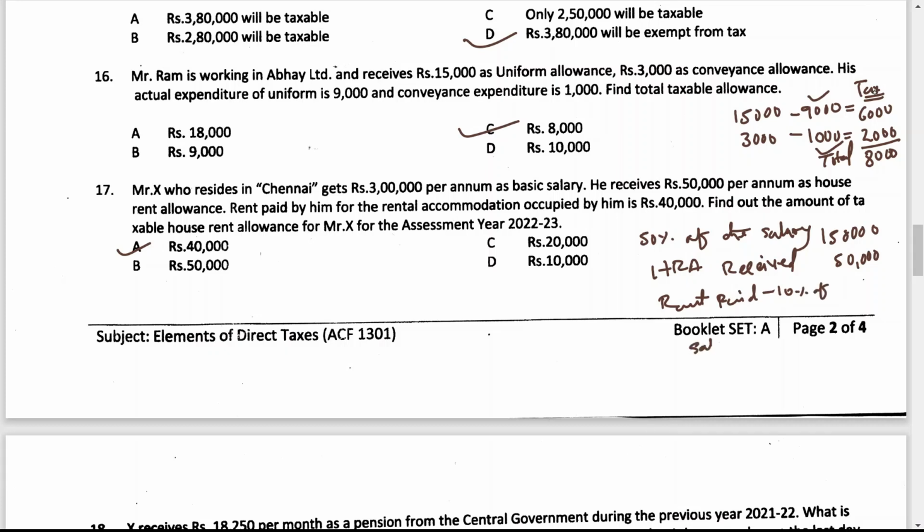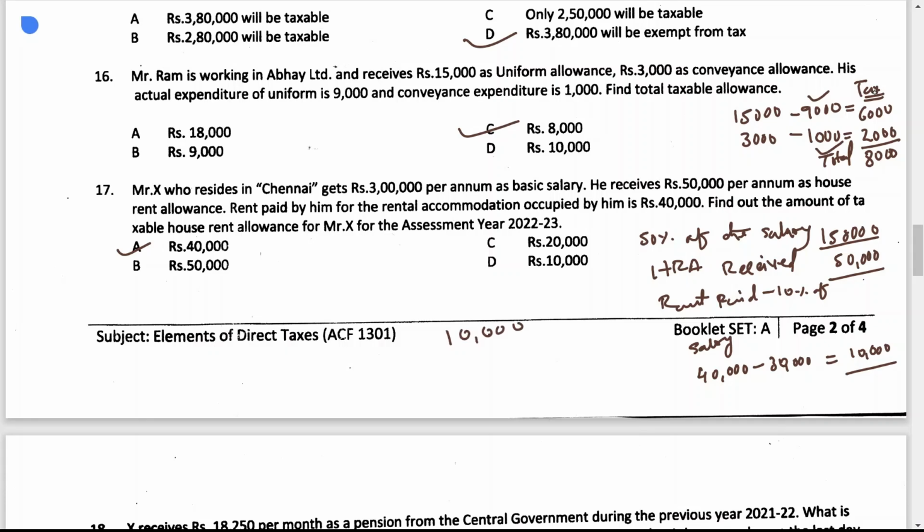So rent paid is 40,000 and 10% of salary is 30,000. So what is left now? 10,000 is left. So now 1 lakh 50,000, 50,000 and 10,000. The lowest amount will become exemption. So 10,000 will become your exemption.